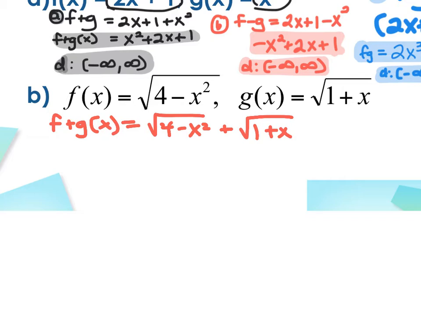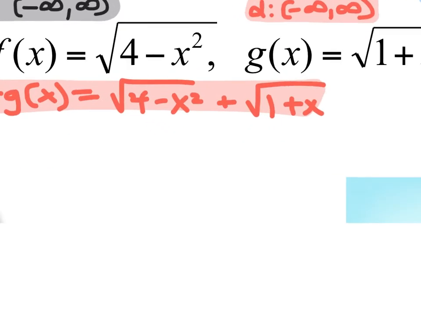Can you add square roots? Only if they are the same root. So only if I had like root 2 plus root 2 could I add it, or root 3 plus root 3 could I add it. These are not the same, so they literally stay just like that. There's nothing you could do about it. But while we're here, let's talk domain.